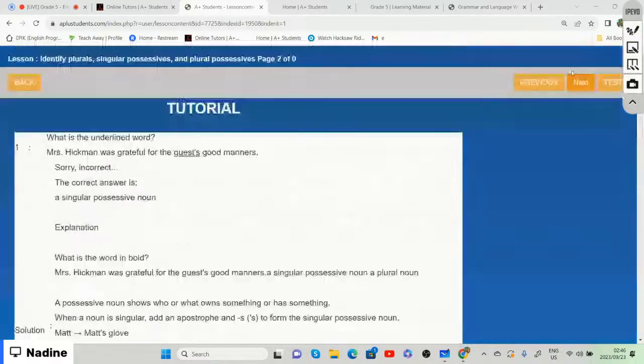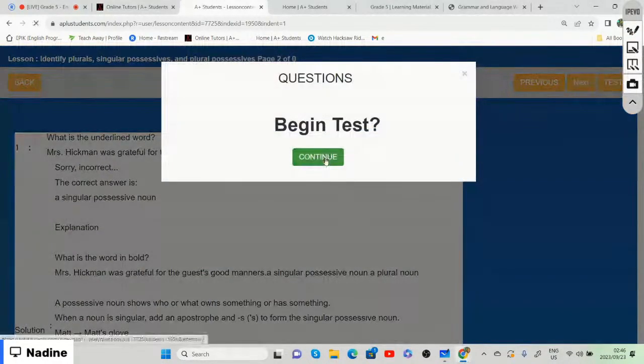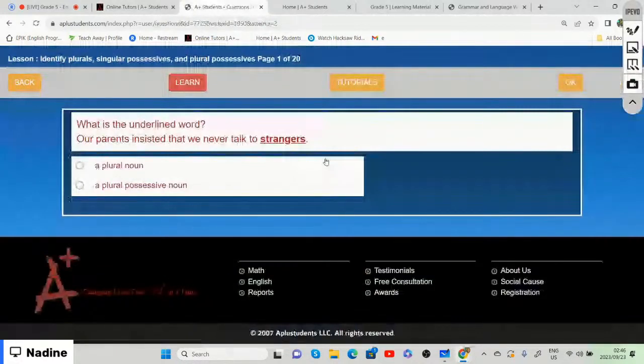All right, so now let's go to our test before we end the session. What is the underlined word? Our parents insisted that we never talk to strangers. Is strangers a plural noun or a plural possessive noun? So strangers, it's more than one person. It has no apostrophe, which means that this is a plural noun. It just shows that it is more than one.